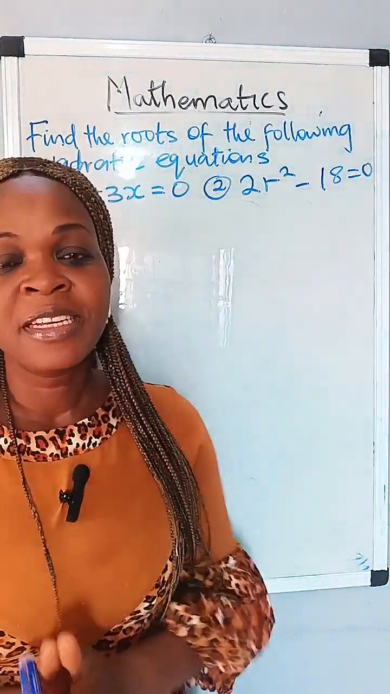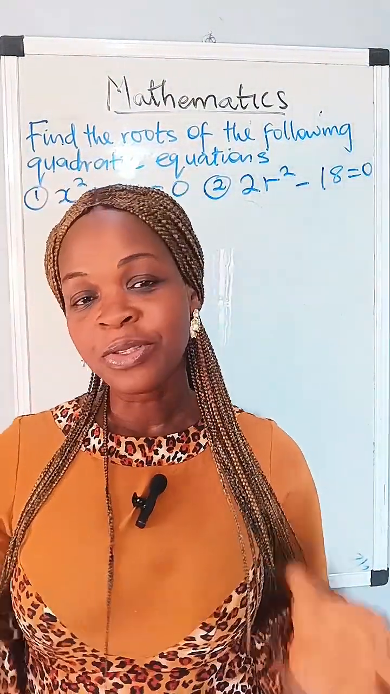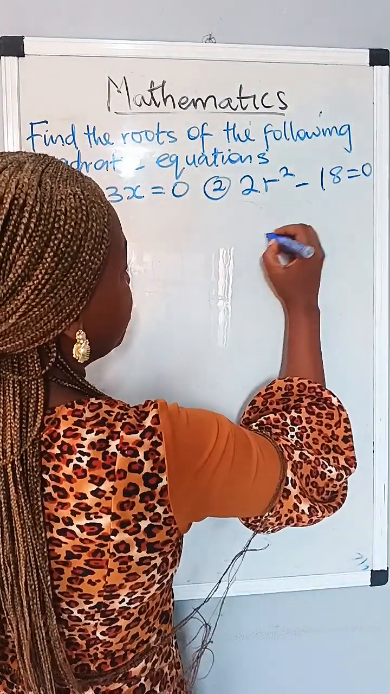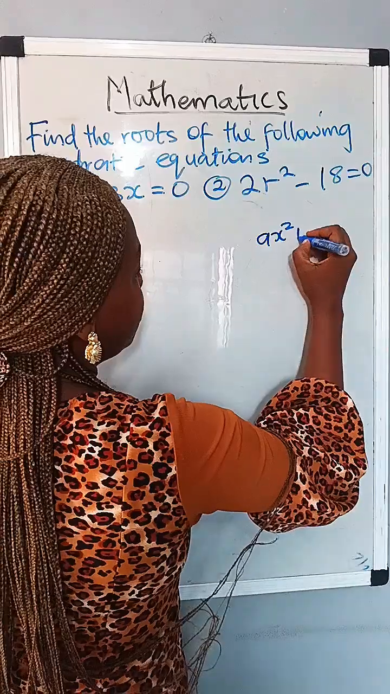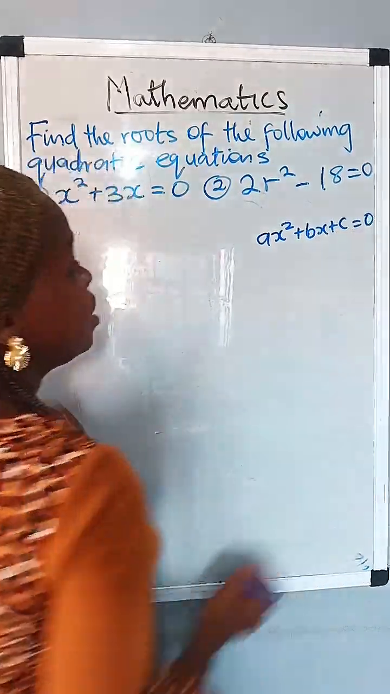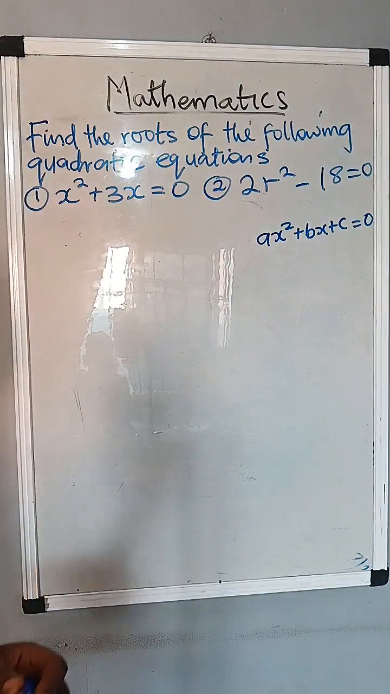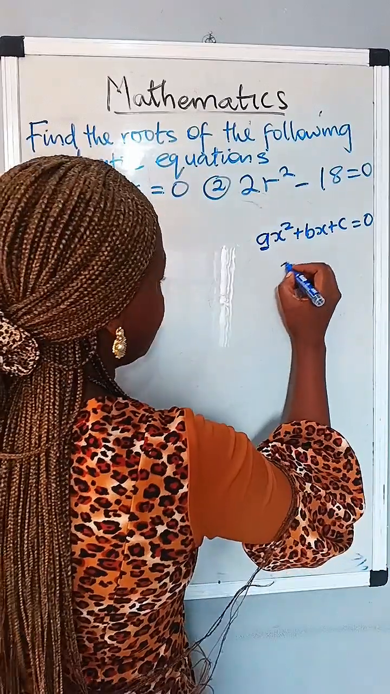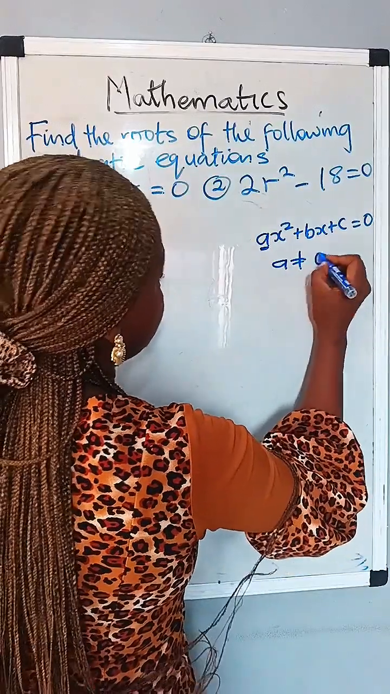Hello everybody. So today we are going to be learning how to solve quadratic equations. Any equation that is of this form, ax squared plus bx plus c equal to 0, is said to be a quadratic equation. But note that this a must not be 0. a not equal to 0.